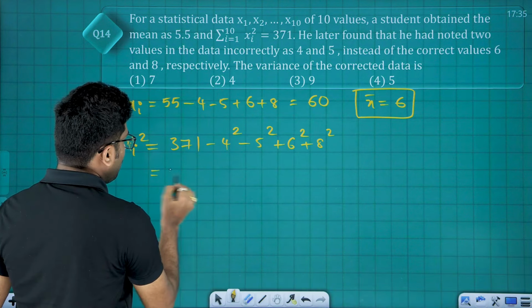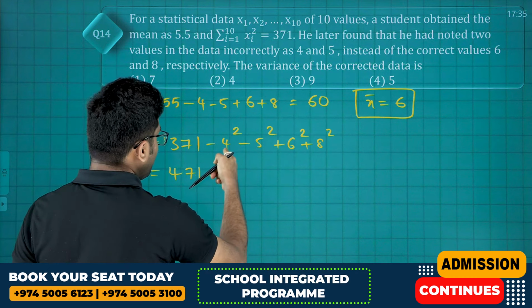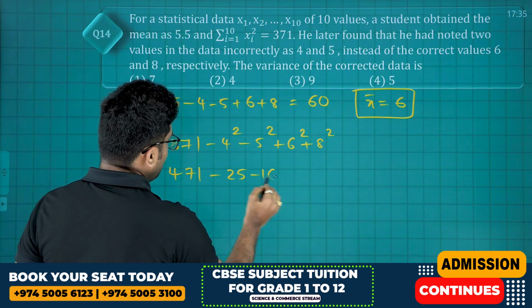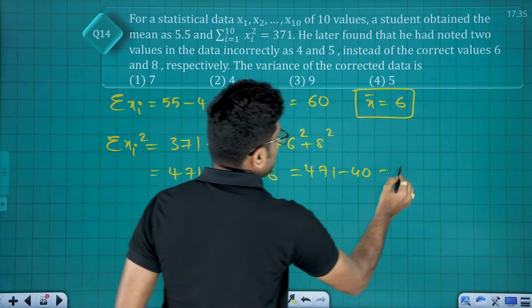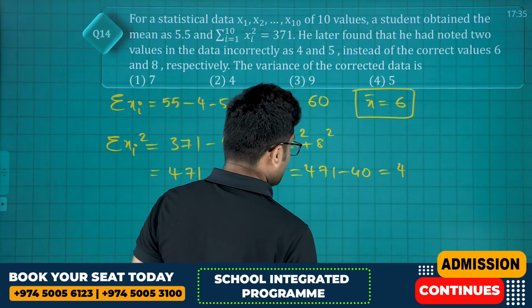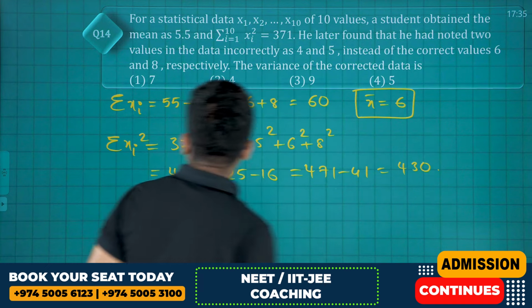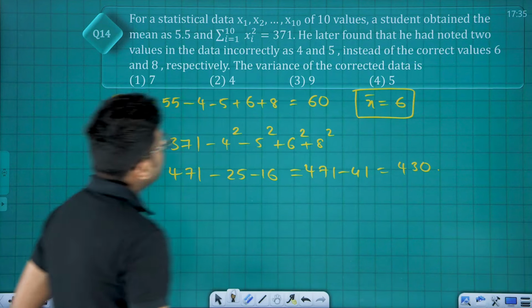100 plus 371, 471 minus 25 minus 16. So 471 minus 41, which is 430. Clear? That's it. We have got these two. Now we need what? Variance.